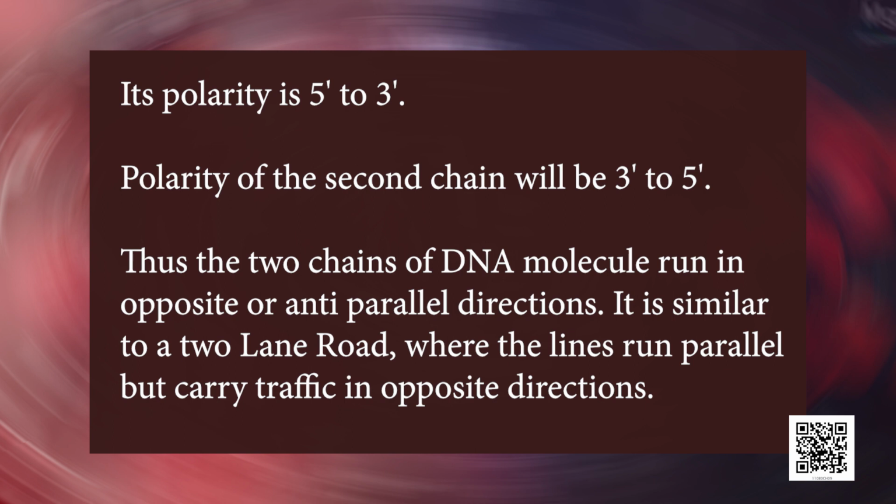It is similar to a two-lane road where the lines run parallel, but they carry traffic in opposite directions. The two nucleotide chains of DNA molecules are not identical but complementary to each other with respect to base pairs. Base pair refers to two bases, one in each chain of the DNA molecule, joined with the help of hydrogen bonds. A base pair must consist of a purine and pyrimidine.